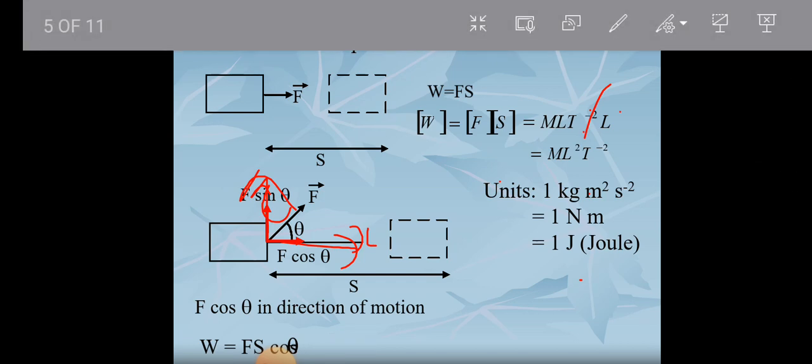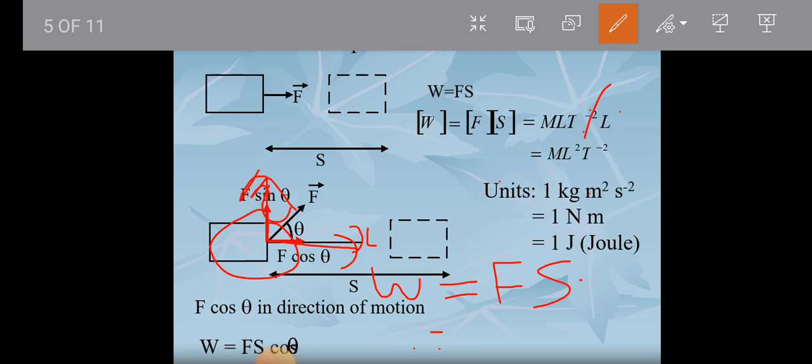So from that diagram there, we can see that work done according to this diagram is going to be F times S. S is for the distance.